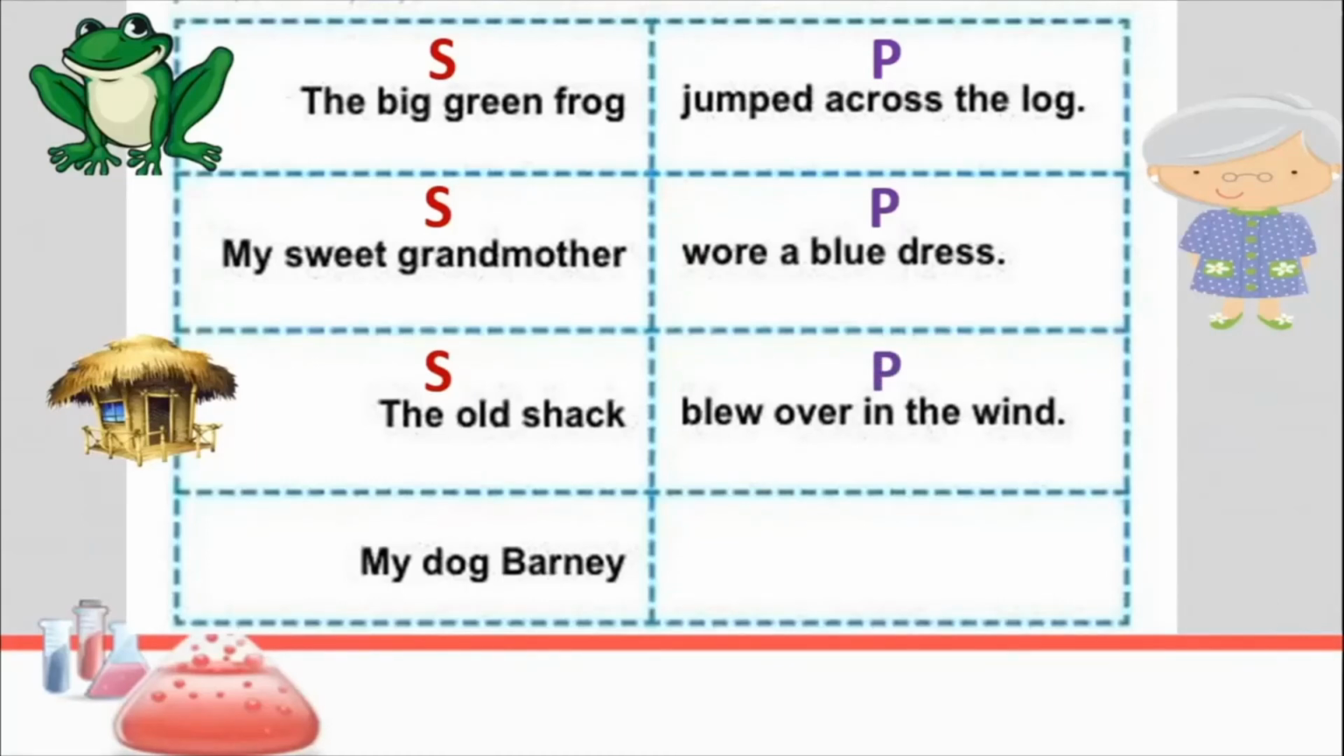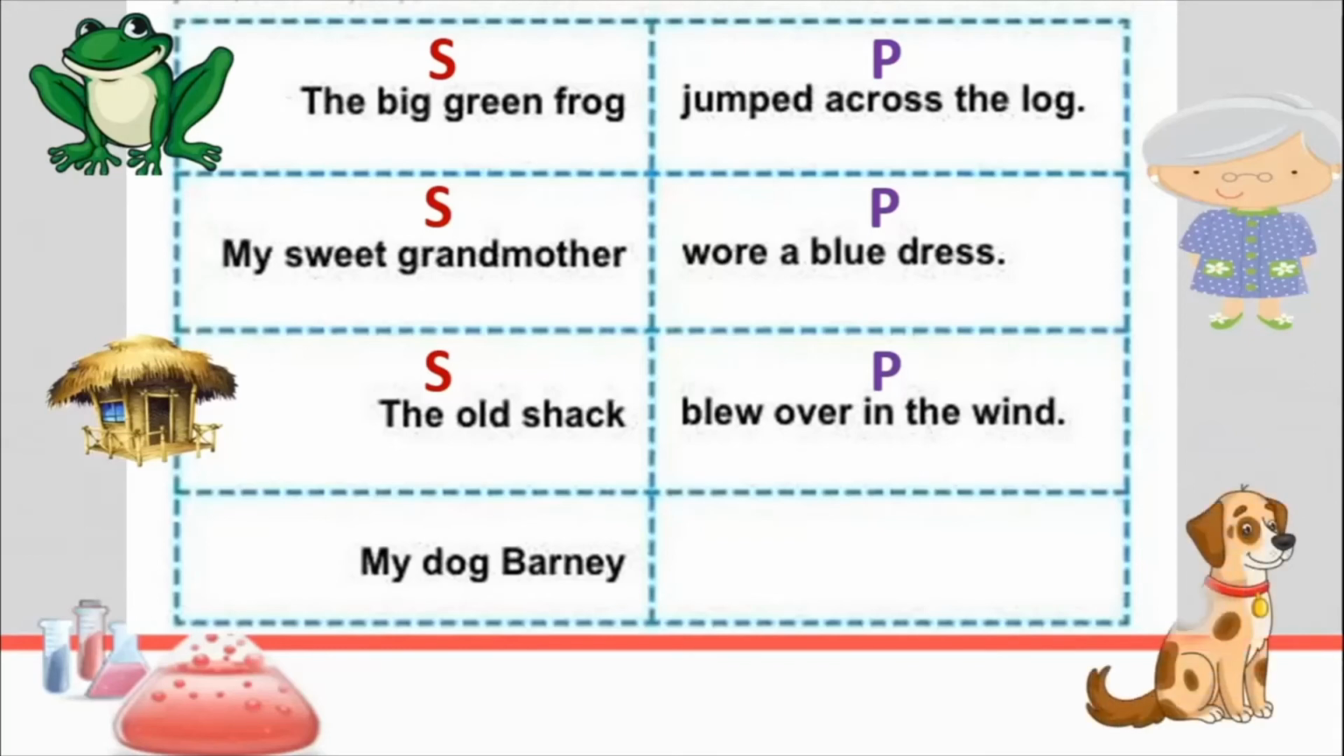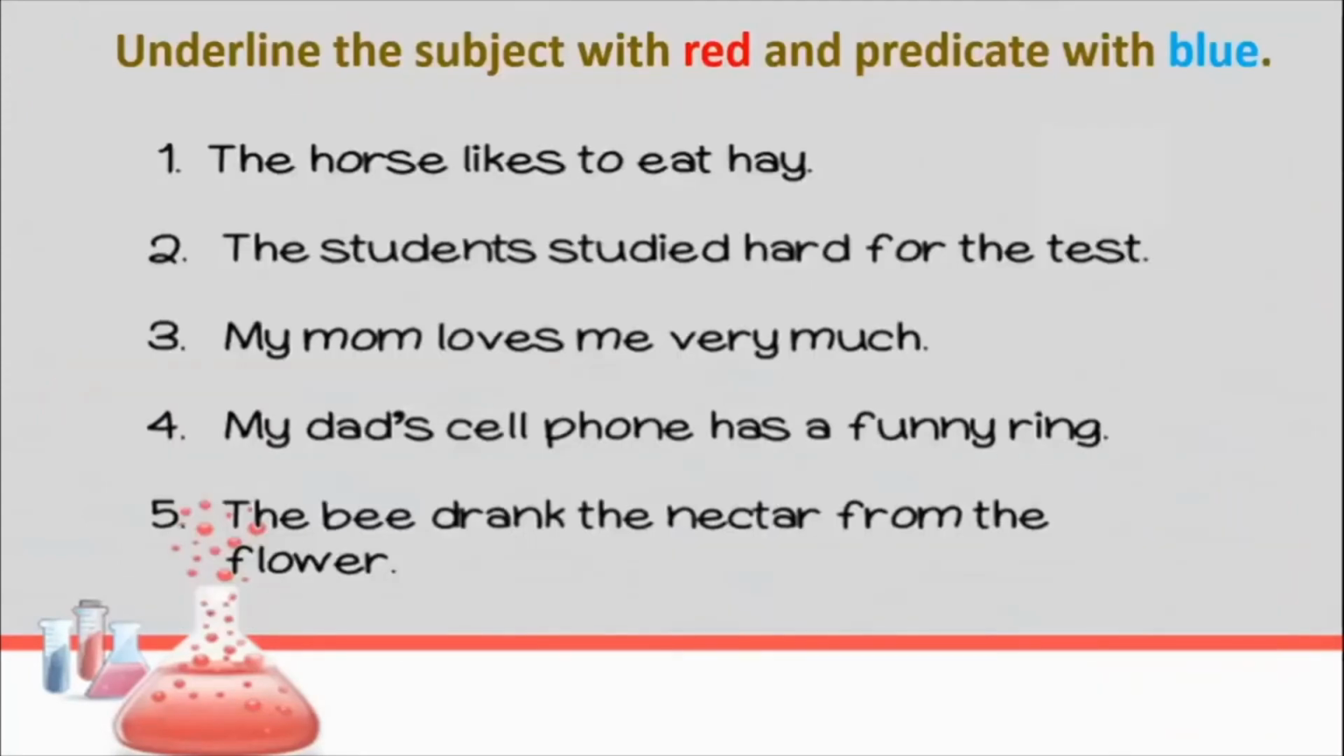The last sentence is about the dog. My dog Barney is the subject. What happened to him? He barked at the cat. So he did the action of barking at the cat. So that is the predicate. Okay, children. So I think we have had enough example sentences on subject and predicate now. Let us move on and do an exercise based on subject and predicate.